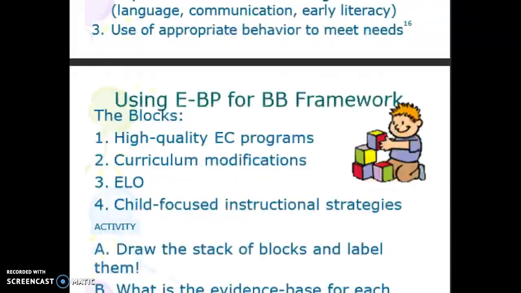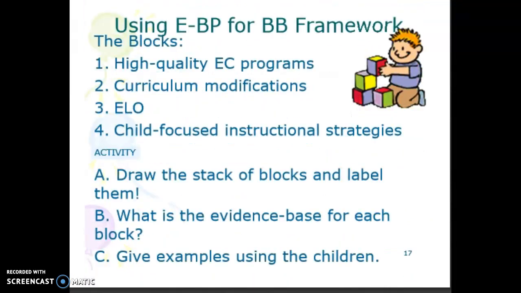Okay. And I think this is our last piece of information. Your authors in the Building Blocks book have designed a framework where they stack these 4 blocks. And please pay attention to this in your chapter, because the large block at the bottom is focused on the fact that every young child needs and deserves to be in a high-quality early childhood program, a high-quality environment, a high-quality setting.